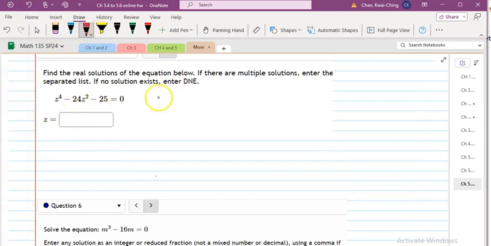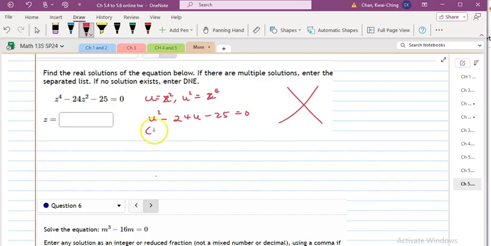Change this into u is x squared. U squared is x to the 4th. So change it into u squared minus, oh no, it's a z, it's not an x. U squared minus 24u minus 25 equal to 0. This becomes a quadratic. I can use diamond because it's u squared. So I will put u and u, waiting for the 2 numbers, to be negative 25 and negative 24.